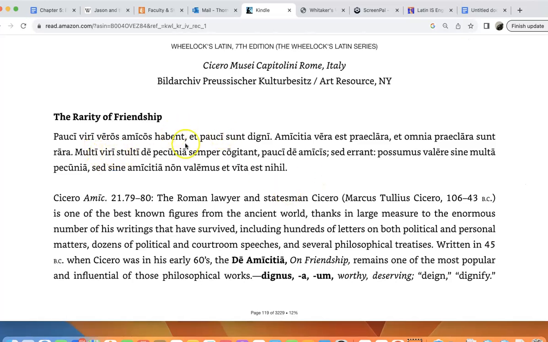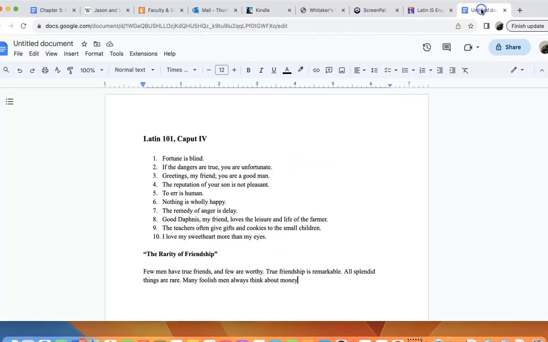So many foolish people always think about money. So sempre means always. And then about money. Few about friends.